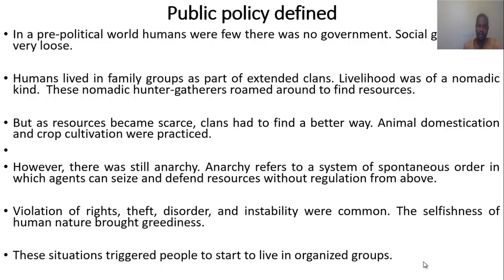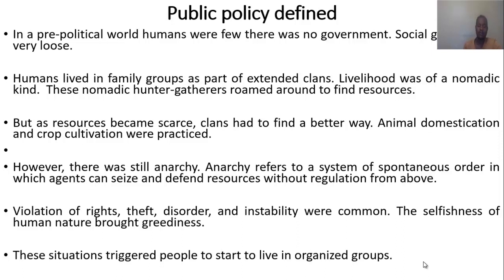But as resources became scarce, people had to find a better way. As the resources that people freely got from hunting and gathering became scarce, people had to find another solution for the scarcity of resources, and they started to domesticate animals. Animal domestication started, and crop cultivation started, growing crops for food. However, there was still anarchy.